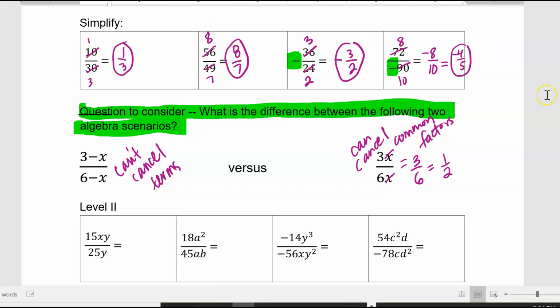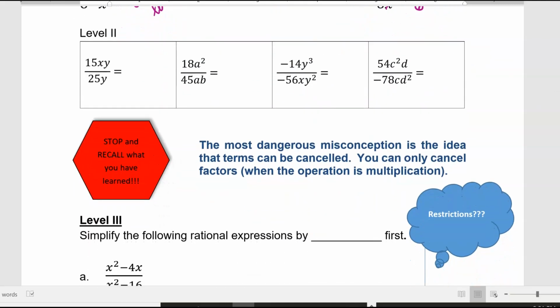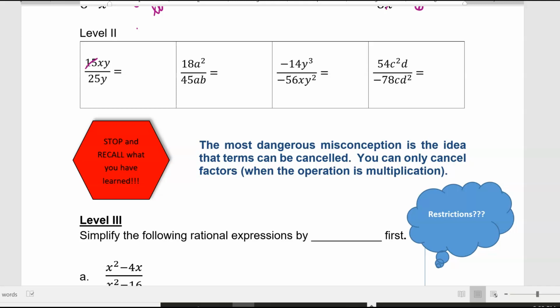All right, let's go to the next level, which is something that looks like this: 15xy/25y. Now we reduce the numbers the same, right? Because we know that 5 can go into 15 3 times and 25 5 times. And of course, y's can cancel. So our final answer there is 3x/5.